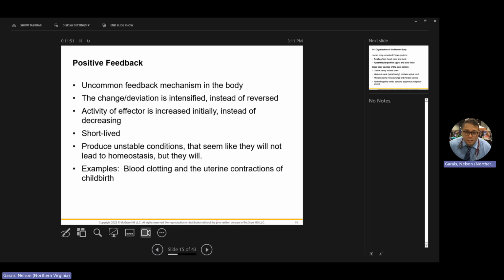But the only two examples that I want you to know about positive feedback is blood clotting, because of course you'll keep on clotting your blood even long after you stop losing blood, but your body still wants to make sure you don't lose any more. And of course, the more classic example of positive feedback is the uterine contractions of childbirth, also known as the uterine contractions of parturition.